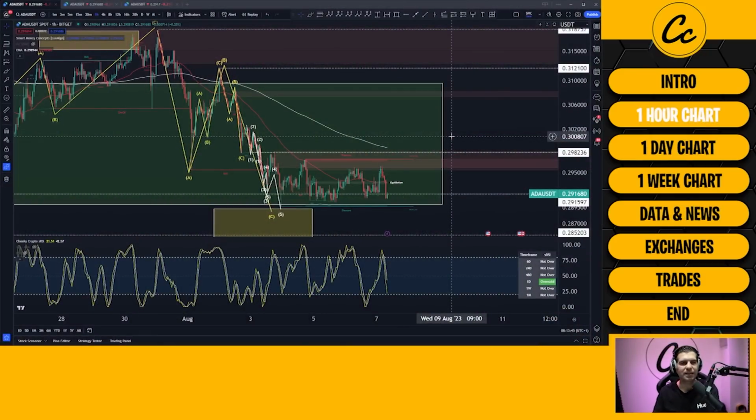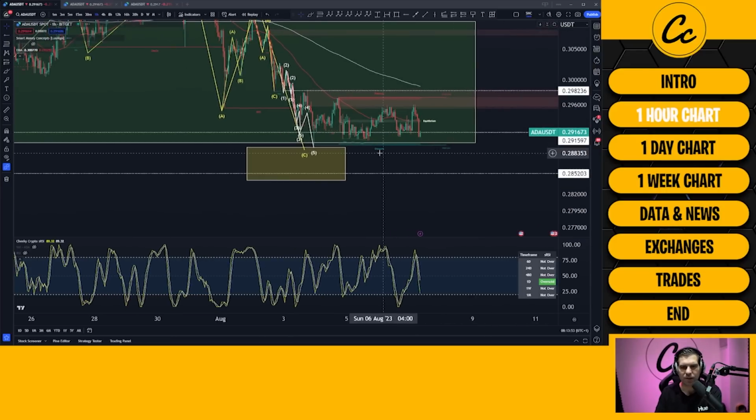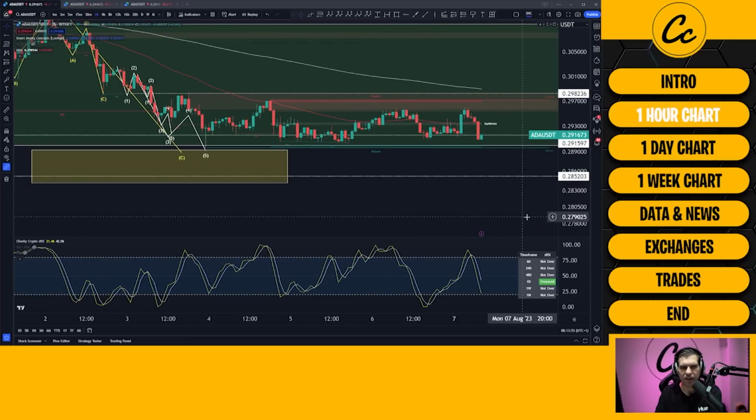So let's start things off with our 1 hour time frame. So here we have ADA paired up with USDT on the BitGet spot exchange, 1 hour time frame, and we're basically just going to draw a few where we were and where we got up to.